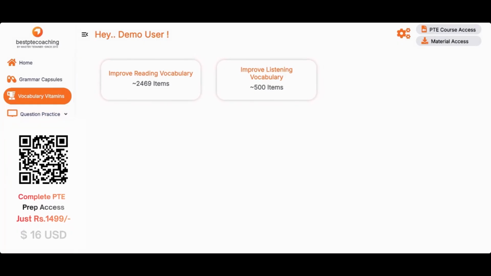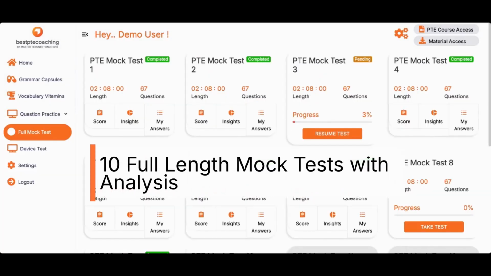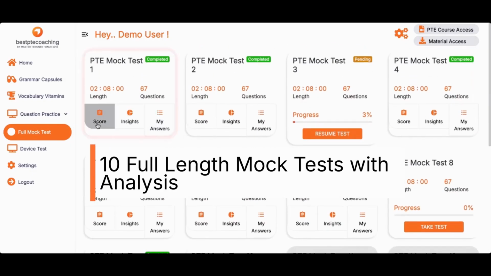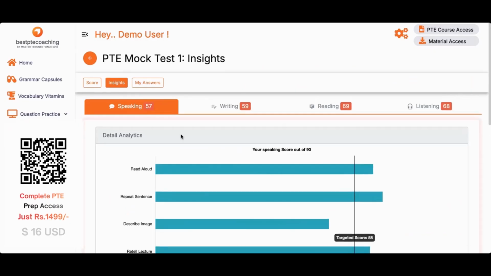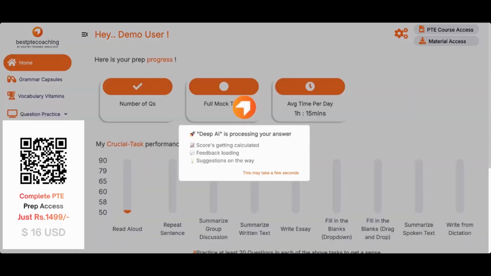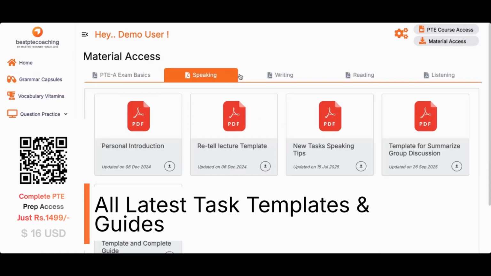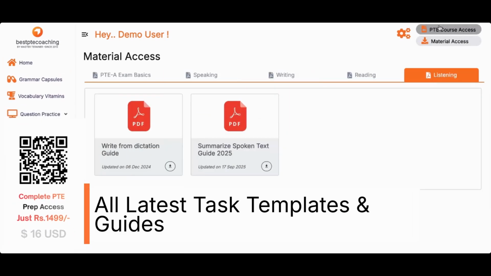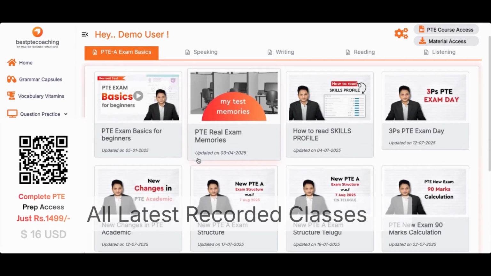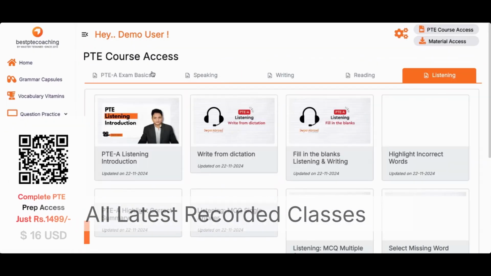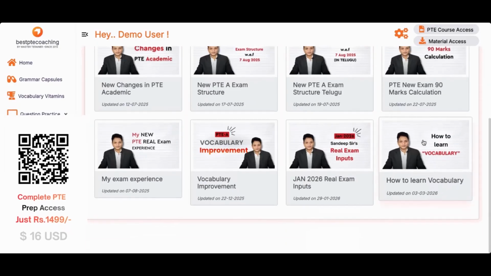If you want to improve exam familiarity, we have 10 mock tests here. Each mock test, when you write it, gives you a score. It gives you insights on where you're doing well and where you're not. You can even access your answers once you finish the exam. All the materials, like the latest guides and templates, are mentioned here. The entire course recording is available, and the latest class recordings, including my real exam experiences.